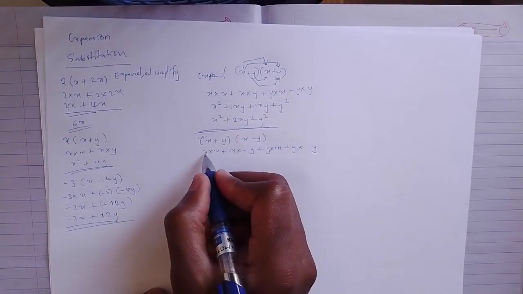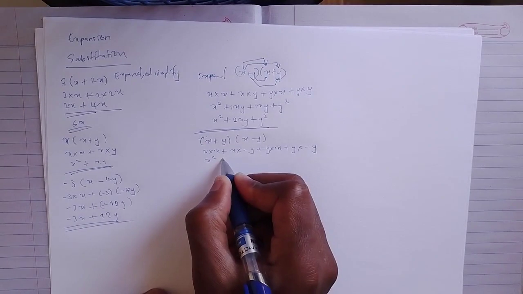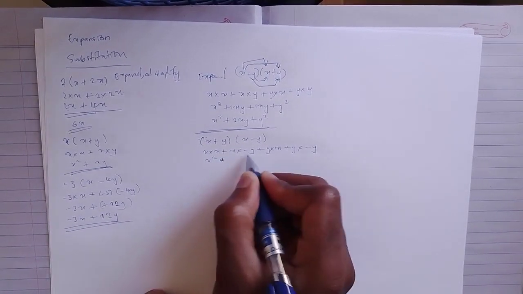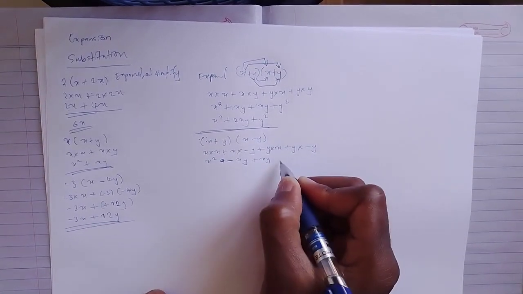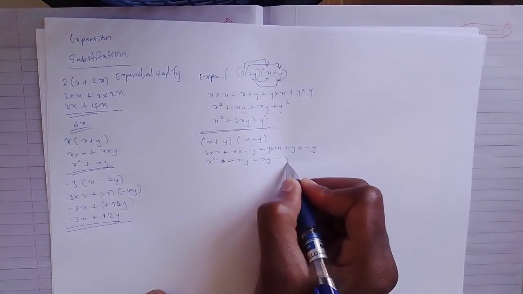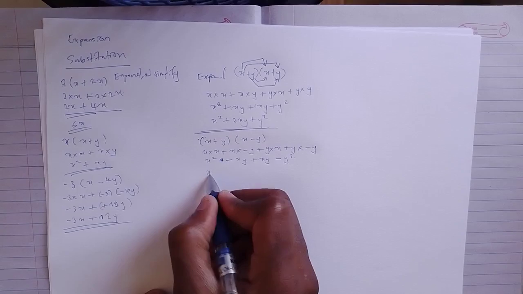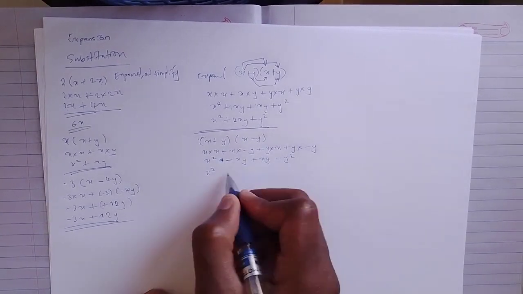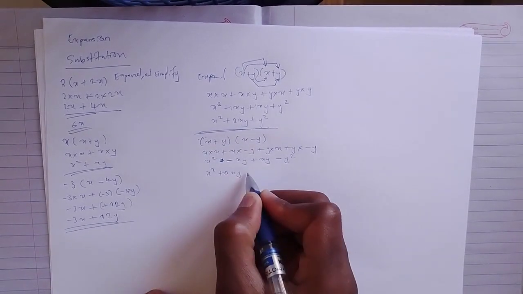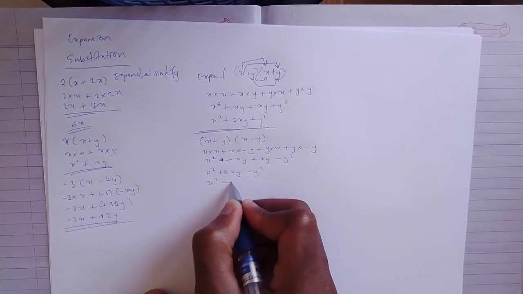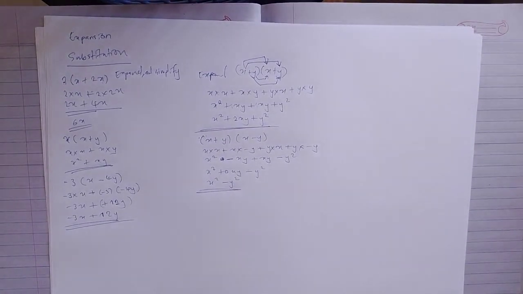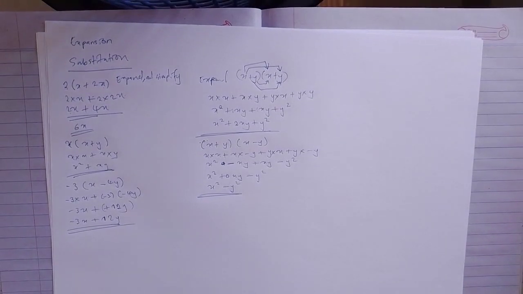This becomes x squared minus xy plus xy minus y squared. So this becomes x squared. This and this will give you 0 xy, minus y squared, but we don't write this. It becomes x squared minus y squared, and that's our expansion.